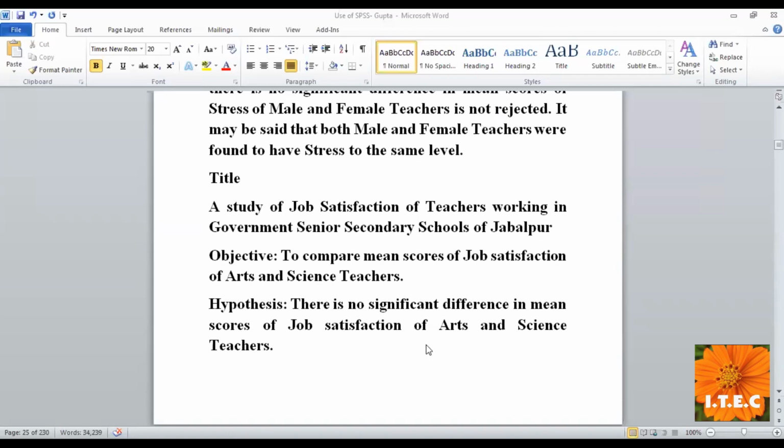So my dear friends, the correct answer is: one variable here is job satisfaction and another variable is stream, arts and science. So these are the two variables, and stream is a discontinuous variable and job satisfaction is a continuous variable. So let me have the SPSS and then let me try to enter the data.